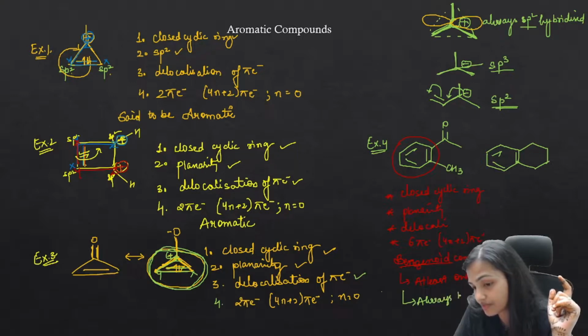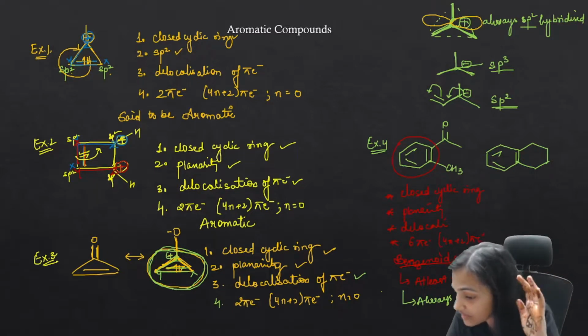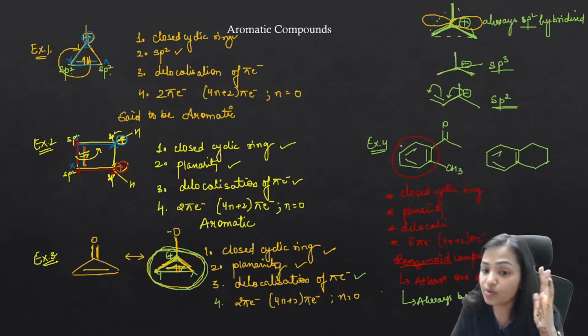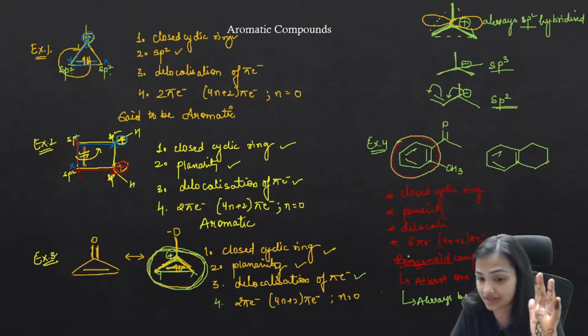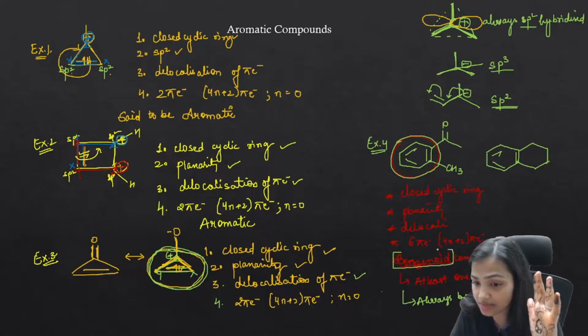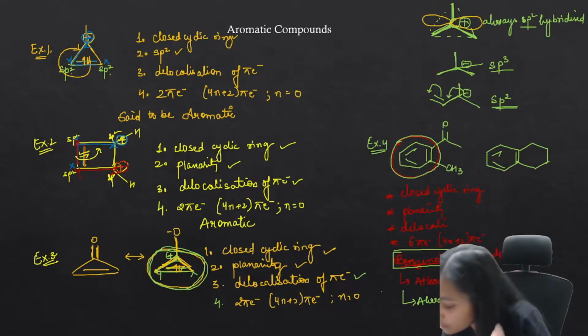Always be aromatic in nature. If in any compound we have at least one benzene ring, such compounds are said to be benzenoid compounds, and they will always be aromatic.